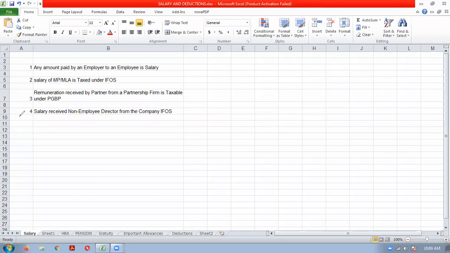So these are the three important exceptions in salary. Otherwise, any amount paid by an employer to an employee is salary. If there is an employer-employee relationship, it will be salary only. Only these three: salary of an MP or MLA, salary of a partner from a partnership firm, and non-employee director salary from a company. These are taxable under different heads. So this point you can note, it can be important for the exam.